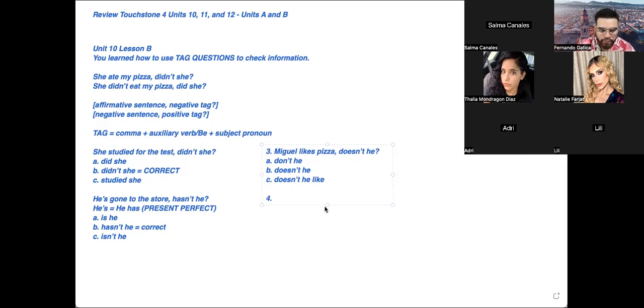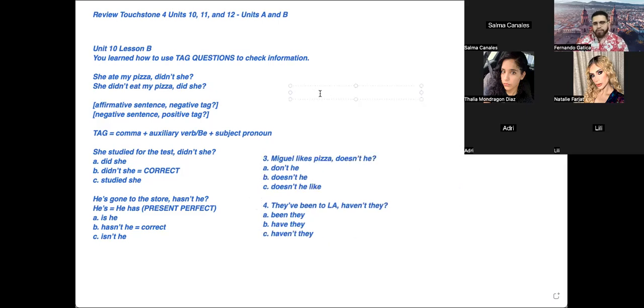And the last one, guys. What is the correct answer? Haven't they? Exactly. They've been to LA, haven't they? All right. And one more. This time, I'm not going to give you any options. I just want you to say the correct tag. ¿Ese qué tiempo es? ¿Igual present perfect? Yeah, present perfect. Okay.